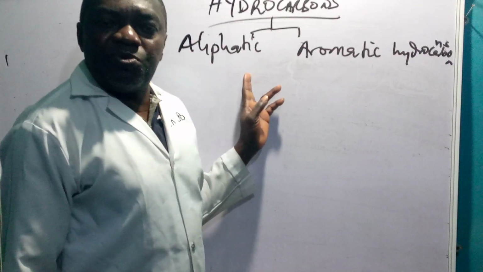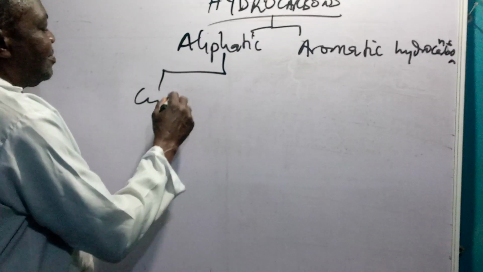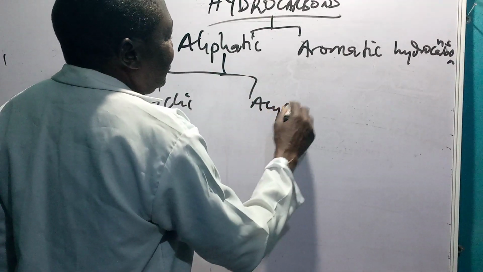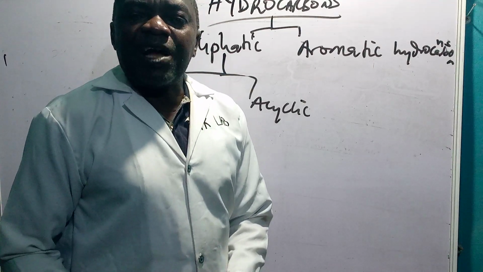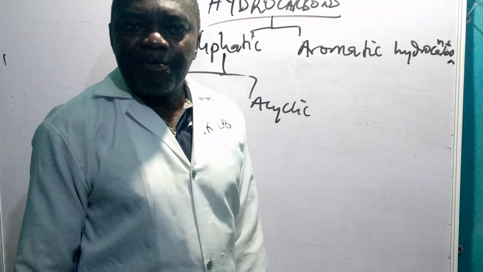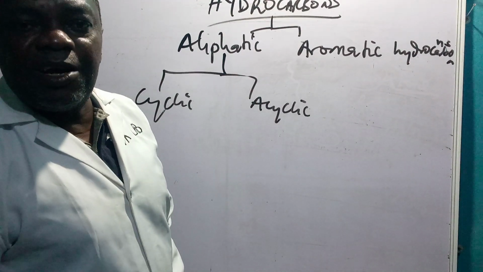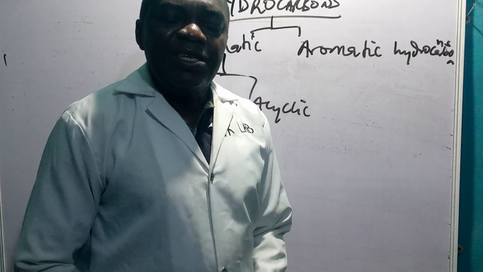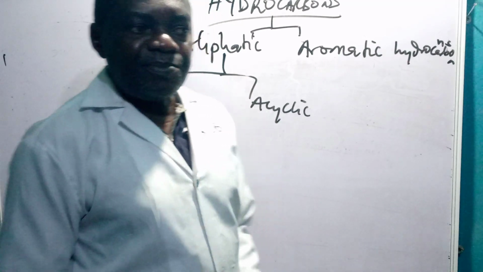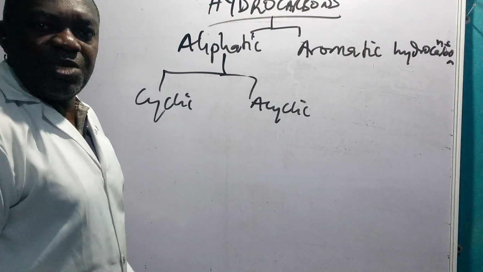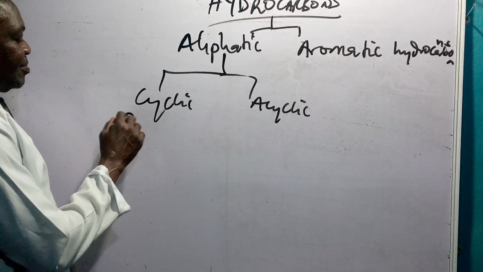We further classify aliphatic hydrocarbon into cyclic and acyclic hydrocarbons. Cyclic hydrocarbons are hydrocarbons that are in closed chain or ring, in which case it's not an open structure. Before you can have something in closed chain, there must be a minimum of 3 carbon atoms joining themselves to form a ring, in form of a triangle. The simplest member of the group is cyclopropane.